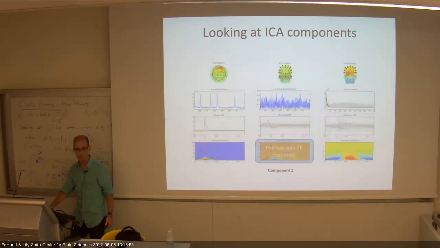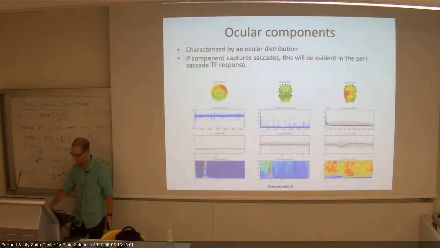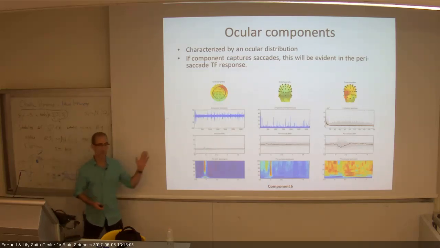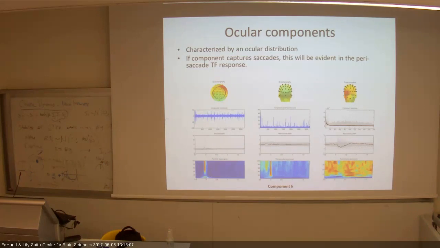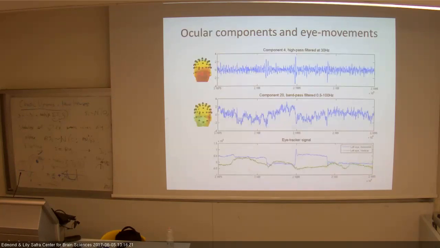Okay, so this was clearly a blink component. This is a component which comes from the eye. So this is an ocular component, eye movement. Again, the topography is around the eye, and it's very sharp around the saccade. But more importantly, I want to show you.